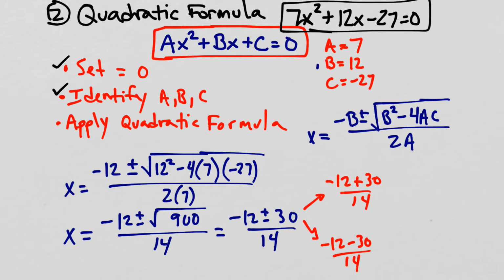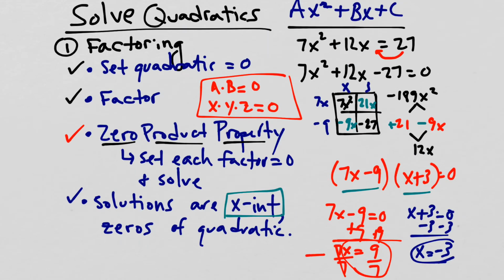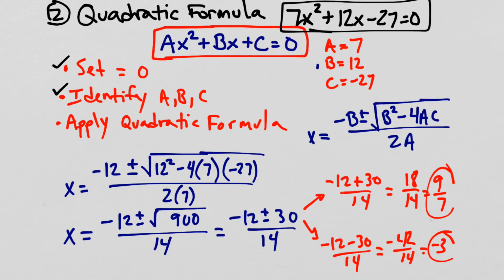So going the first direction, when we add the 30, that becomes 18 over 14, which does simplify to 9/7, or you could get a decimal value. And the other direction is going to be negative 42 divided by 14, which simplifies to negative 3. So, same 2 answers we got down here on the other page using factoring. This doesn't involve having to think of any factors. What you have to do is just apply this quadratic formula.